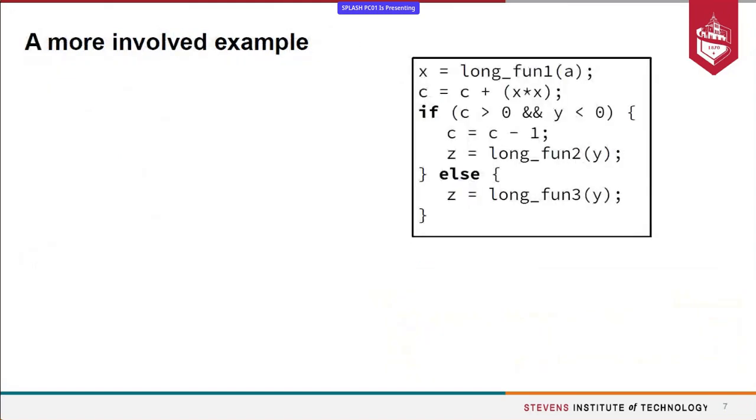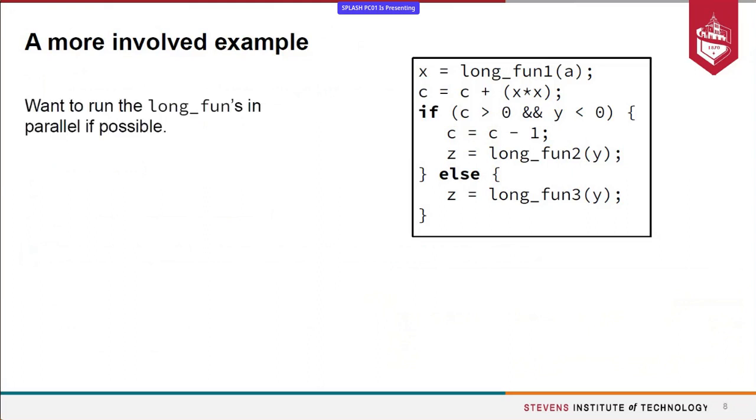To look into this, let's look at a little bit more involved of an example. Here we're assuming that these long funs are long-running pure computations. You can see at the start, we're doing this long computation to get some return value x, and then we're going to update the value of c based on x squared. Then we're going to take a branch based on this updated value of c and potentially some other program variable y to do different behaviors. On one side, we're going to further update the value of c and call another long function. Or if we take the else branch, we're going to do a completely different long function.